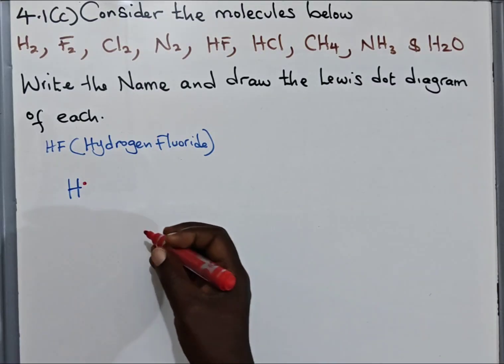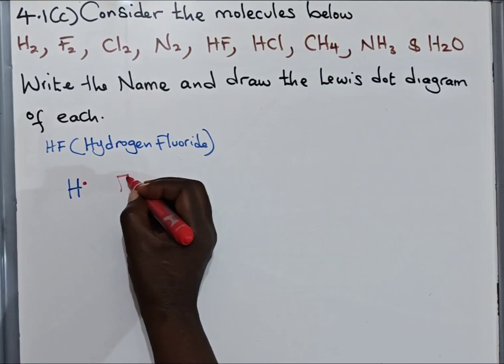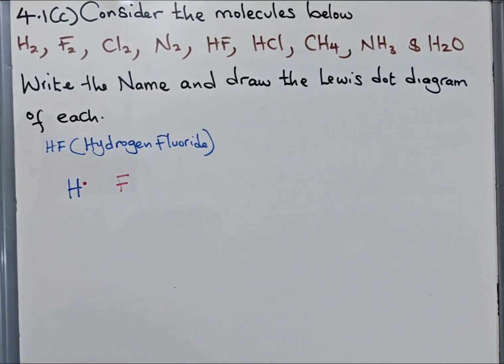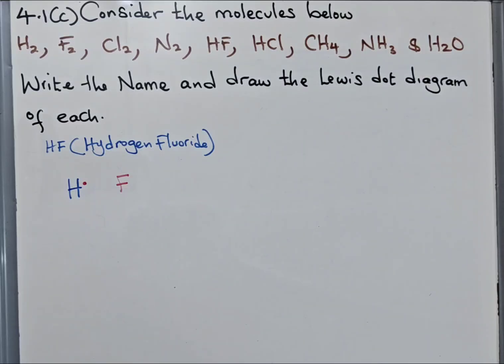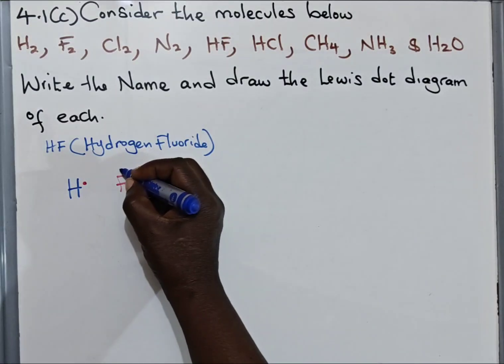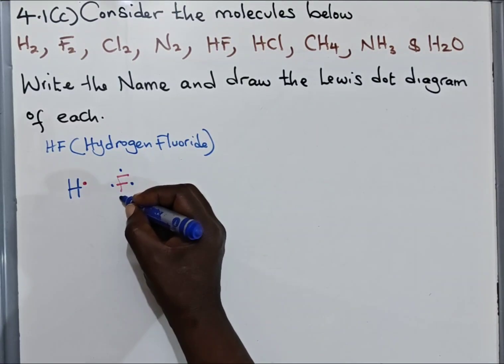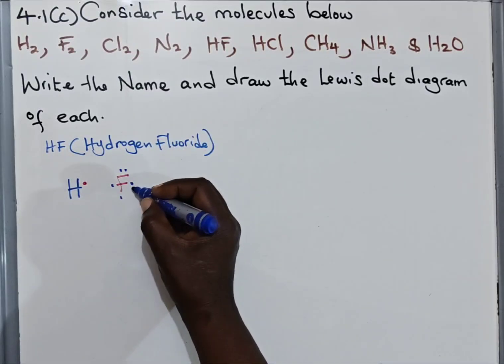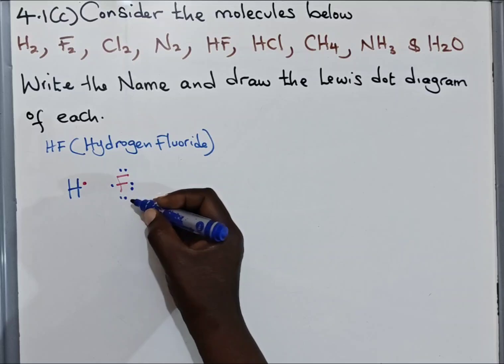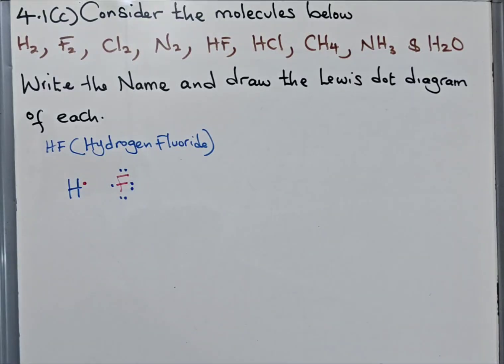Then you come to fluorine. Fluorine belongs to which group? Group 17. And group 17 has how many valence electrons? 7. So we distribute it here. It's going to be 1, 2, 3, 4. Then after that, you start pairing 5, 6, 7. So from here, what do we do? We bond.